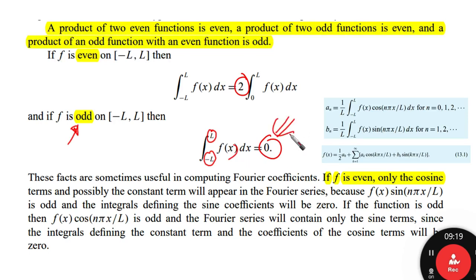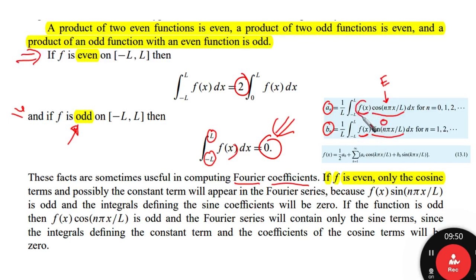This is very beneficial. Okay, why? These facts that we have mentioned right now are sometimes useful in computing Fourier coefficients, right? Do you remember Fourier coefficients? This one and this one, a_n and b_n, for example. We have here f of x times cosine and f of x times sine. By default, cosine is an even function. By default, sine is an odd function, right?